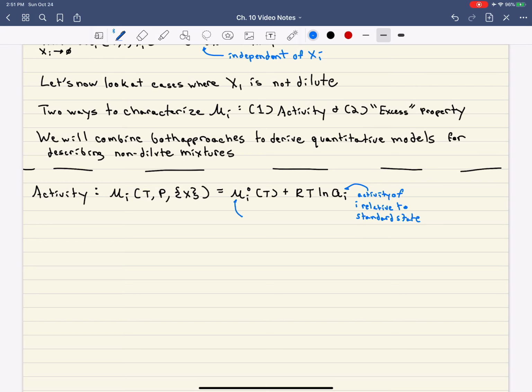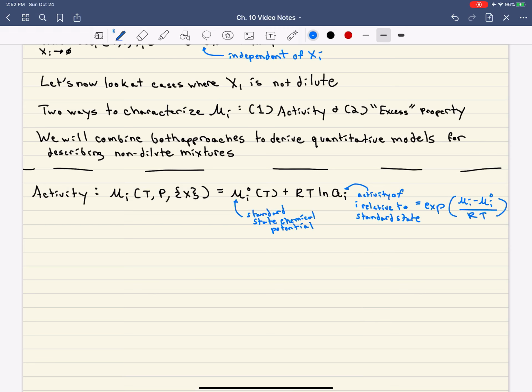where this is the standard state chemical potential. Okay. Mathematically, this activity, this a sub i, if you rearrange this equation, would just be equal to the exponential of mu i minus mu i naught divided by RT.